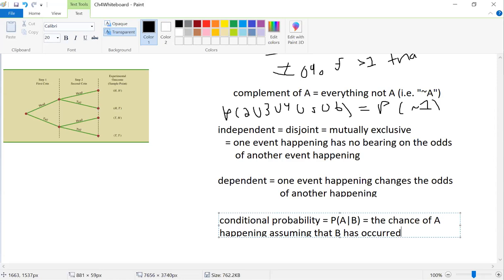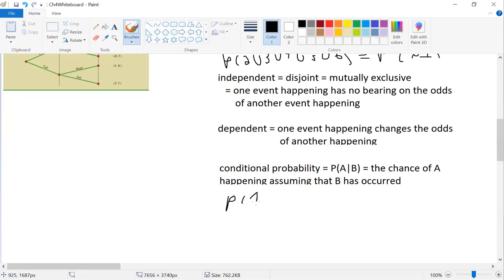Yes. So the conditional probability is equal to P of A bar B, that bar is just a straight line. And what P A bar B means is the probability of A happening given B. So for example, let's go back to the example of rolling the dice. Let's say on the first die roll, I roll a one and then I roll it again. What are the odds of getting a five given that I rolled a one? They're the same as before. It has no impact.